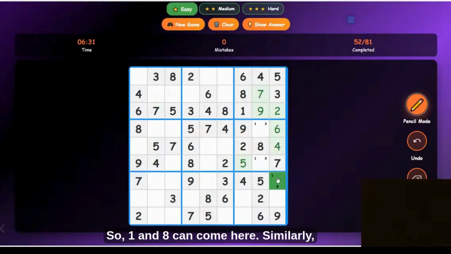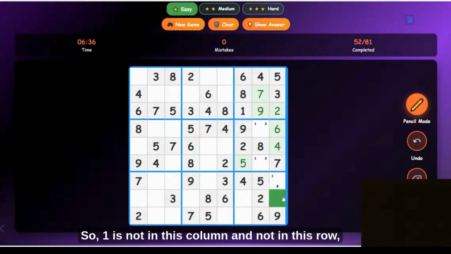So 1 and 8 can come here. Similarly, here, again, we'll only look at 1 and 8. So 1 is not in this column and not in this row, not in this big box. So we can have a 1.